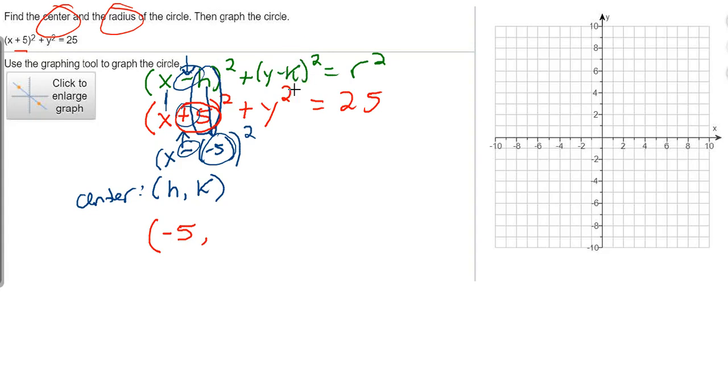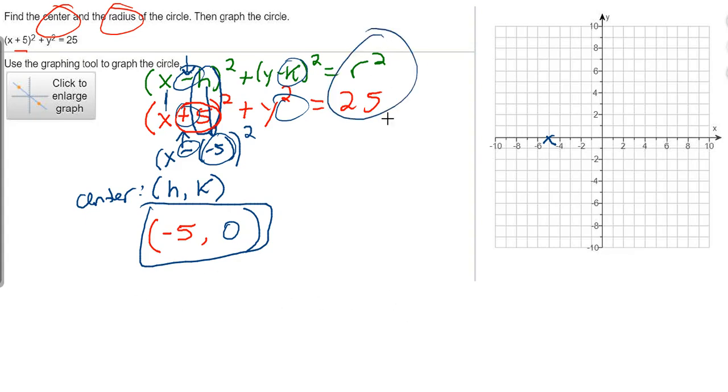This one's also a little bit tricky. There is no number here with y, which means k is equal to 0. If the number's missing, the only way it could be invisible like that is if it's equal to 0. So k is equal to 0. So there's my center. My center for this circle is at negative 5 comma 0. So I can actually mark that point on the Cartesian coordinate system. It's right here. So there's where the center is located.